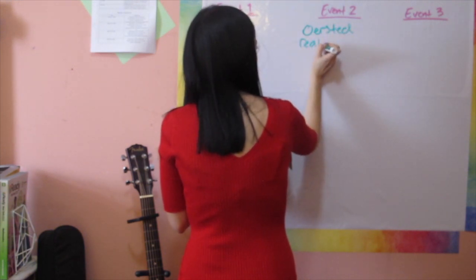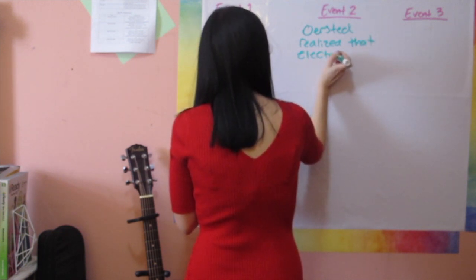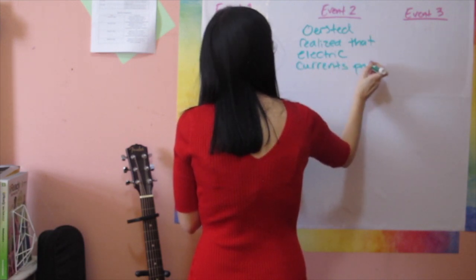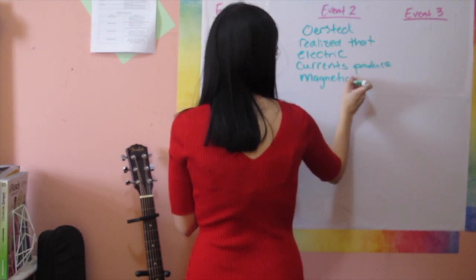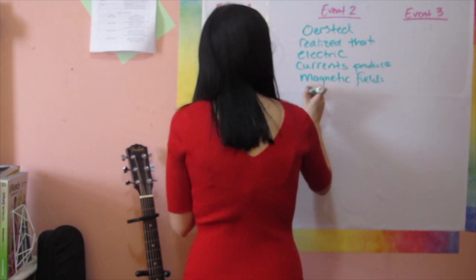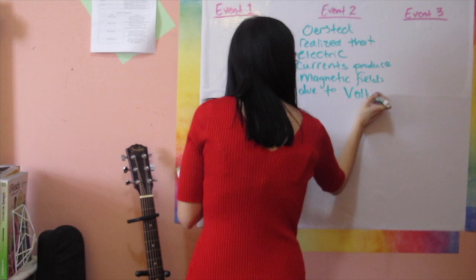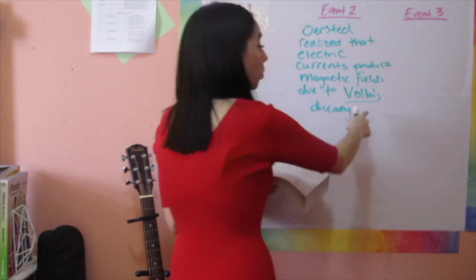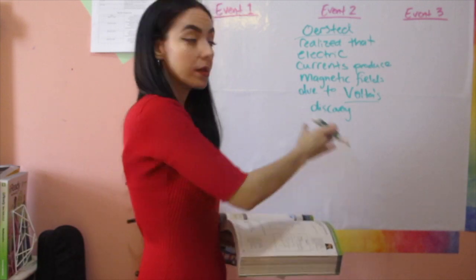Ørsted realized that electric currents produce magnetic fields due to Volta's discovery. You should be copying this, by the way. So if it wasn't for Volta, Ørsted would have not known that this was a thing. So that's important to understand with the relationship.